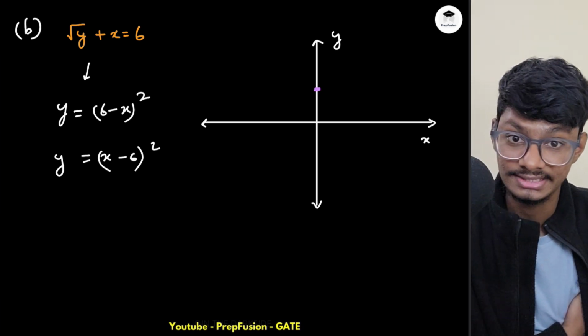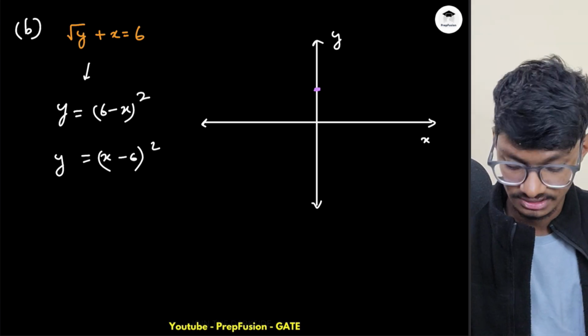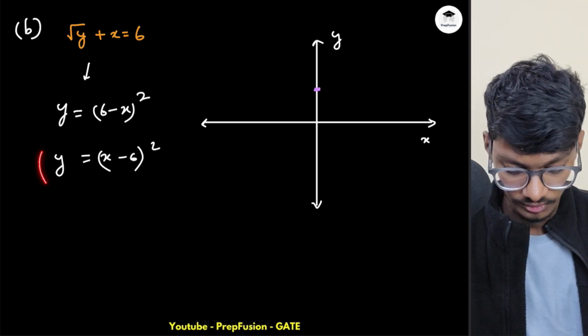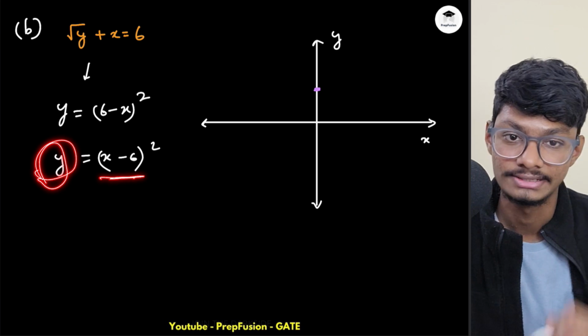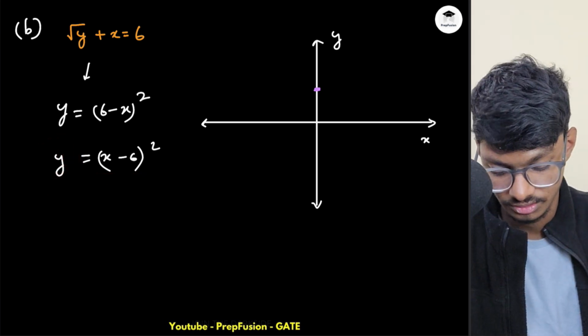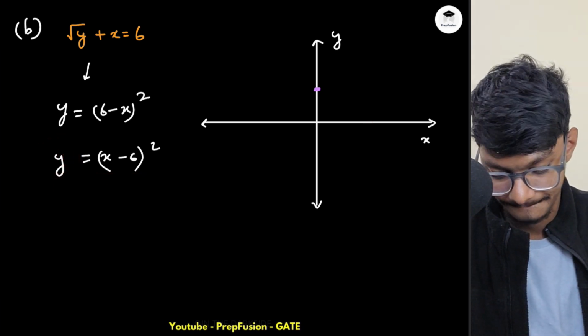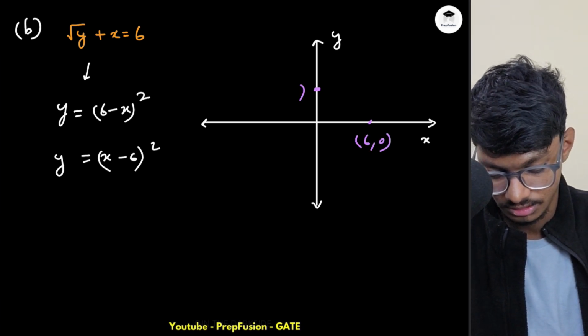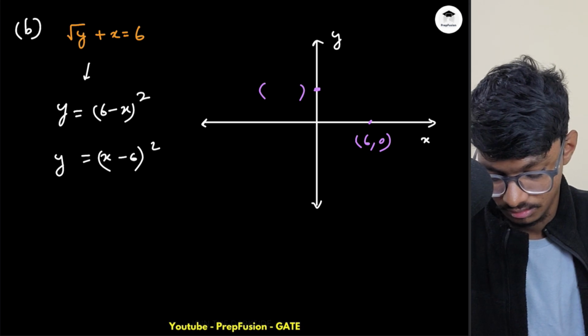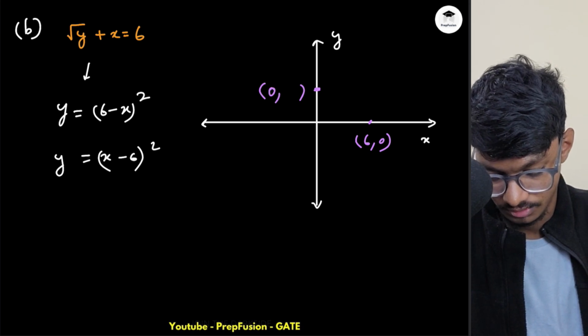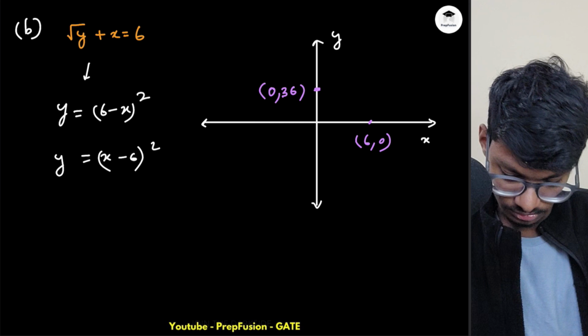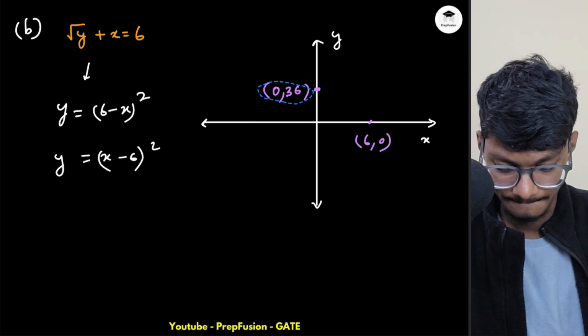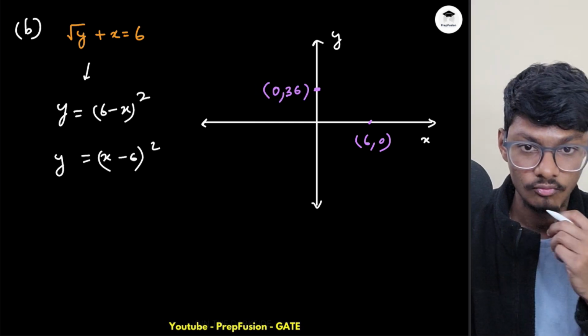And where is my x-axis intercept? My x-axis intercept is when y is 0. When is y 0? y is 0 when x is equal to 6. So it is 6 comma 0, and this is 0 comma 36. Okay, now what else do we observe?